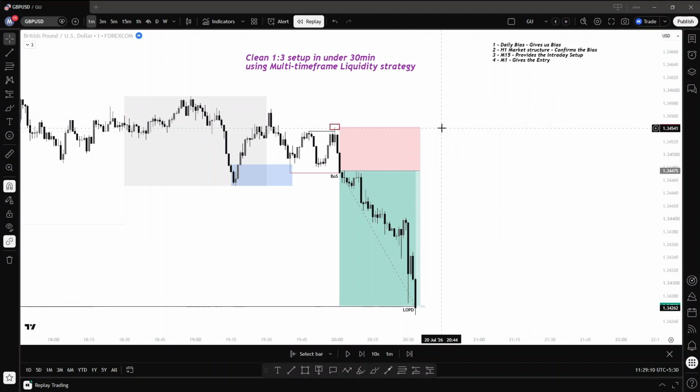Today, I'm going to show the exact strategy I use every day to find high probability trades like these using daily bias, multi-time frame analysis, session liquidity, and lower time frame confirmation.